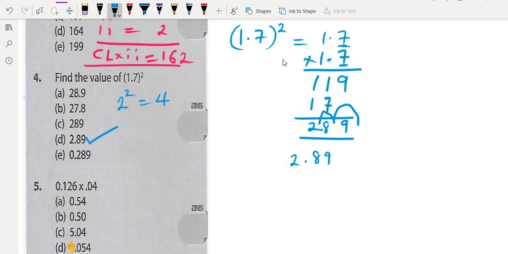No. What of 27.8? No. What of 289? No. What of 0 points? No. You cannot square 1 point something and get 0 points. So 2 point this. Just looking at it, you should know that this is the answer. I'm telling you how to beat time when you are in a very competitive situation. You don't need to solve this question. You just pick the answer option D. You get that? How about read number 5?